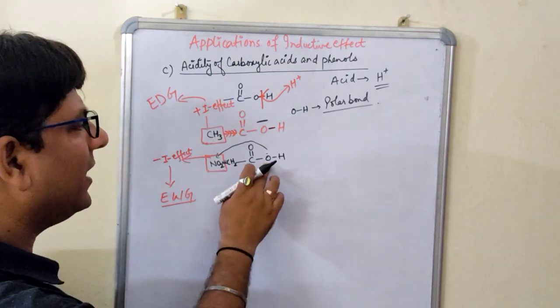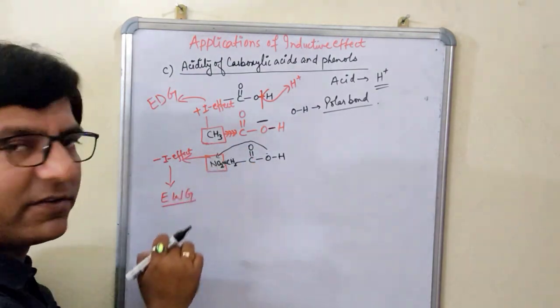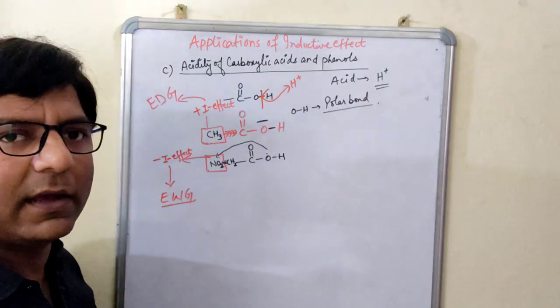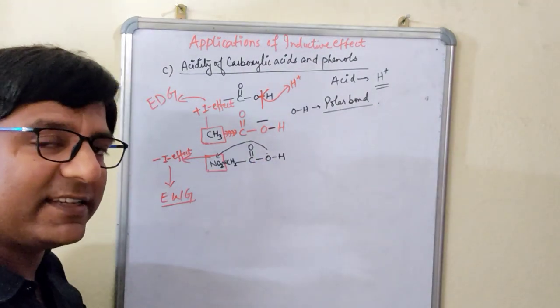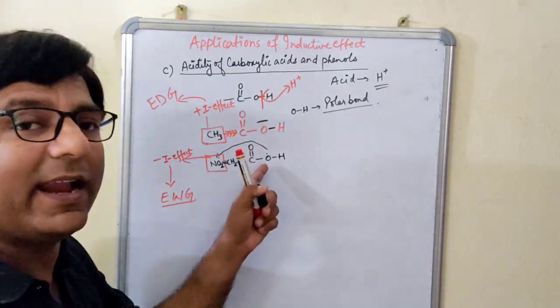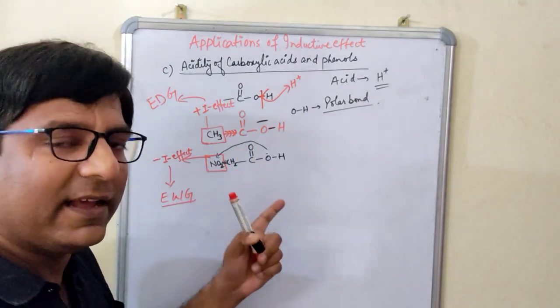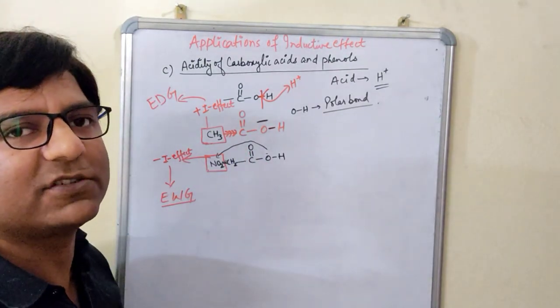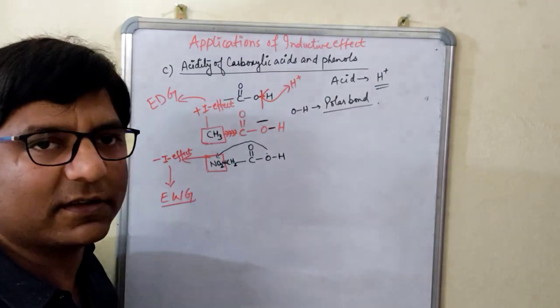And ultimately what will happen? Because it keeps pulling the electrons, ultimately this will become neutral. And if again from the neutral state we are taking out the electrons, oxygen is losing the electrons after becoming neutral, then it may get converted into what? It gets converted into the positive charge. Means the positive charge will come on this oxygen.